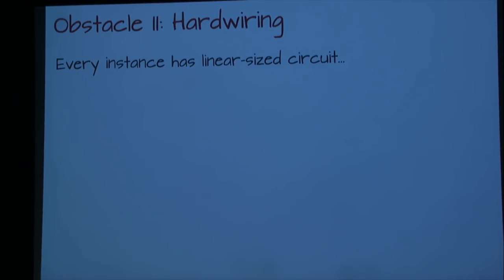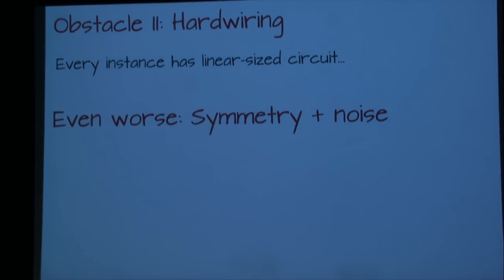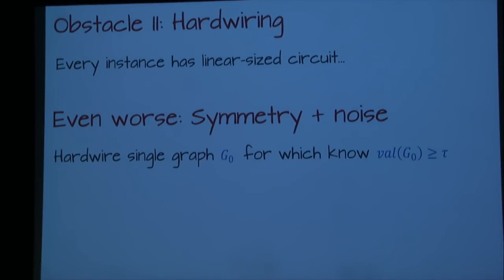So now, in some sense, we've made our problem even worse. And it gets even worse than that, because you have symmetry and noise. So it's not just one instance. Basically, suppose you think of a graph problem like MaxCut or something like that, and you hardwire a single graph for which this algorithm kind of knows that the value is at least tau or something like that.